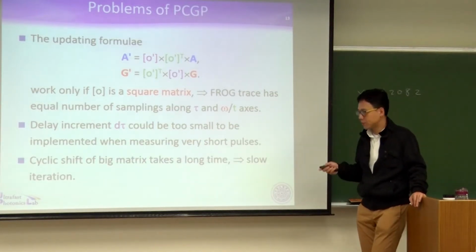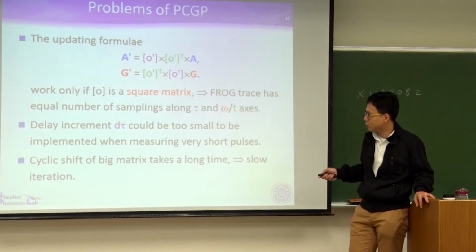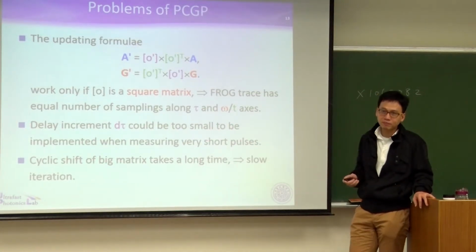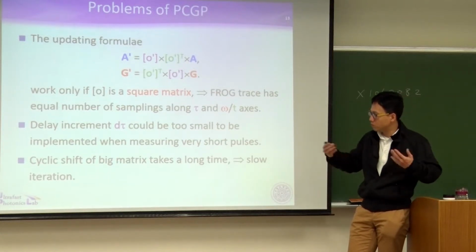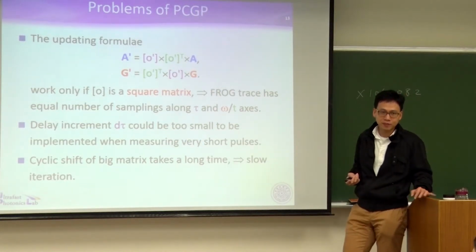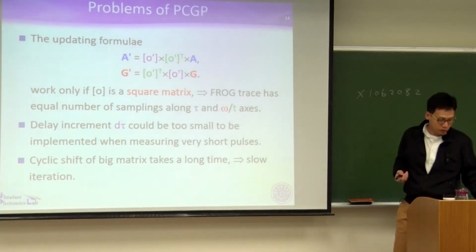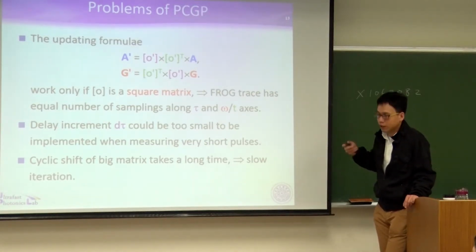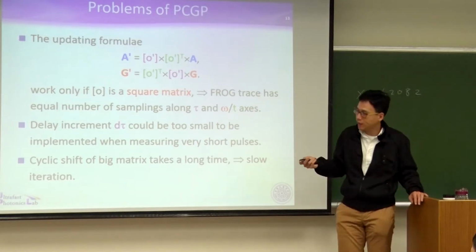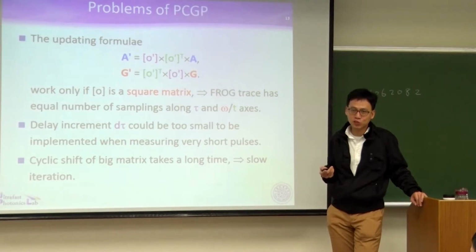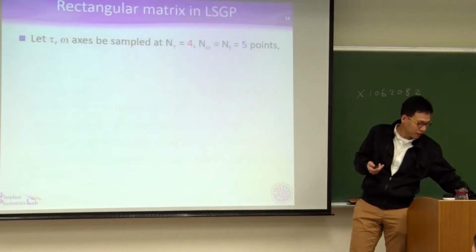Also, as you have seen, you have to perform cyclic shift of a big matrix, and it takes a long time. In each loop, you have to perform cyclic shift many times. So you will slow down your calculation, okay? So is there any method where a rectangular matrix still works and no cyclic shift is required? That could be a better choice, right? And there is.